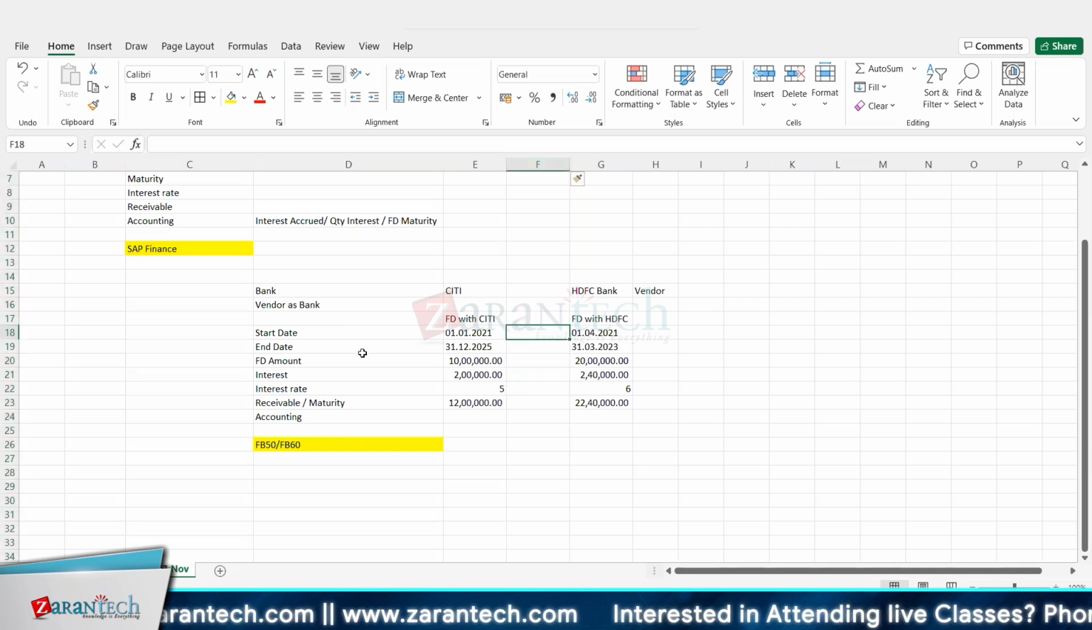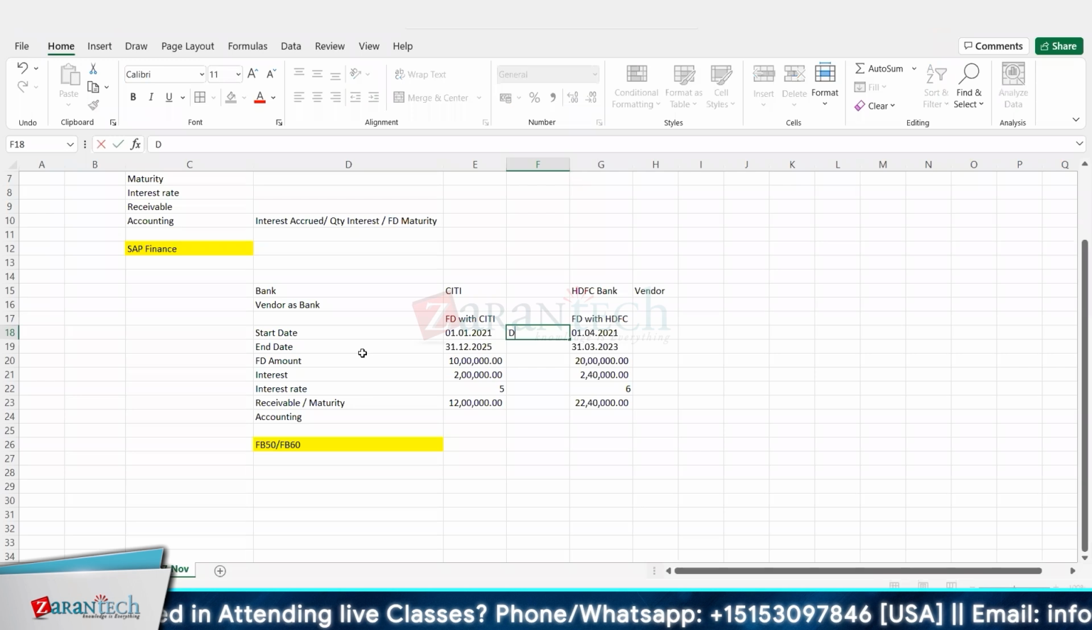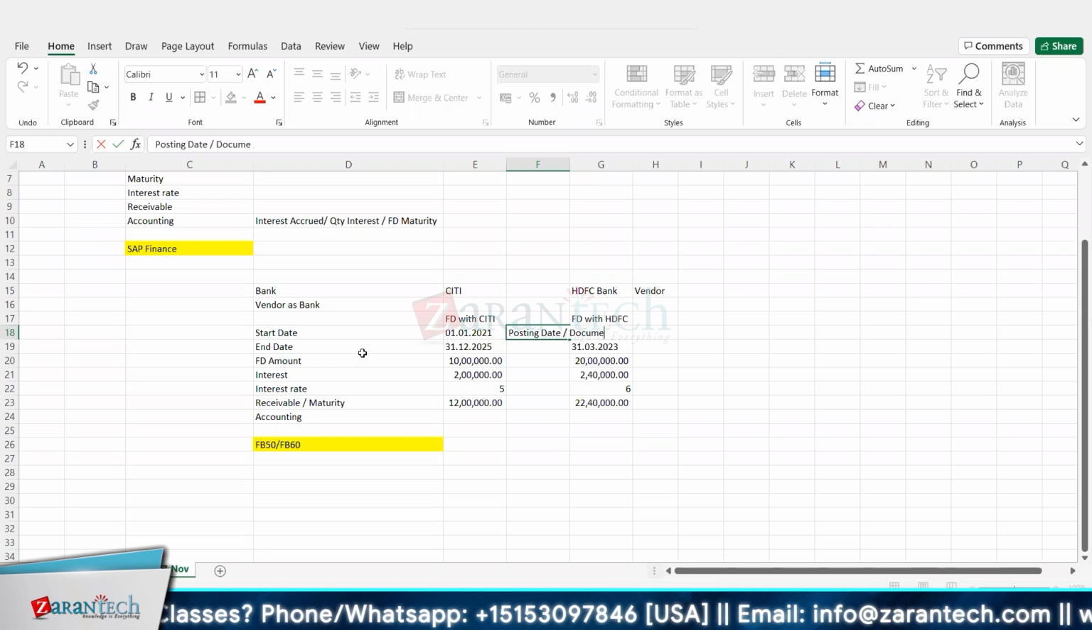The start date, where will you maintain the start date? Can you tell me? Maybe there'll be a document date or posting date. Appreciate. So here you will say, I'll use my posting date, document date to update my start date.